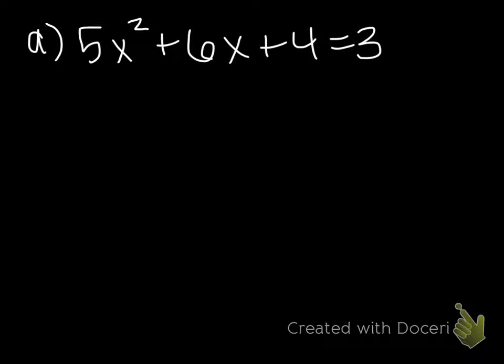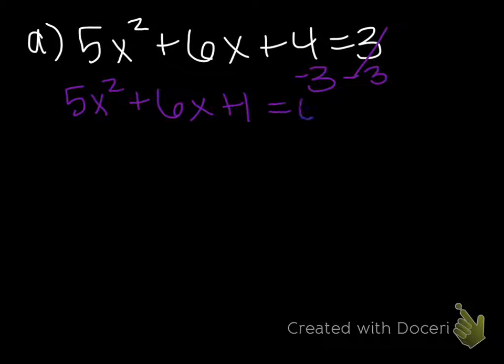So for letter A, with that in mind, that I always need to get these equations equal to 0, we're going to start by subtracting 3 from both sides. When I do that, I get 5x squared plus 6x plus 1 equal to 0. And now I'm going to factor because it's now in standard form, and that's the only way I can solve.